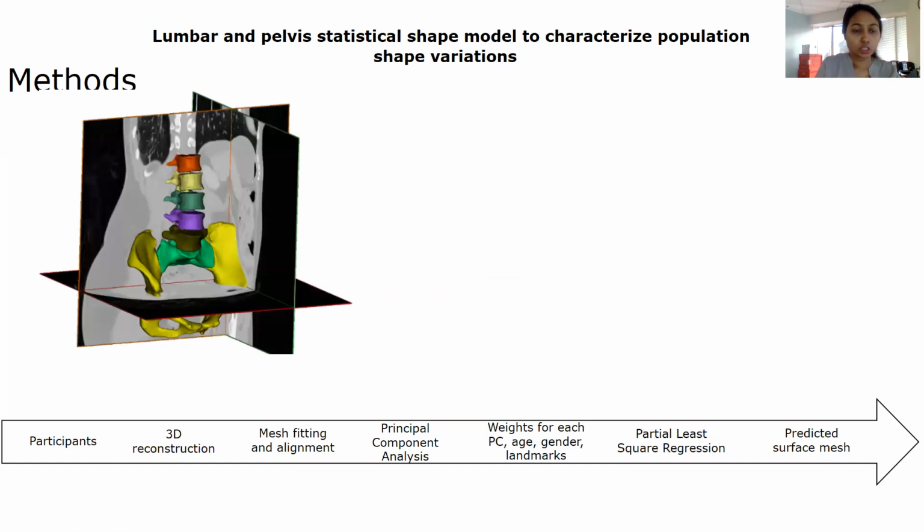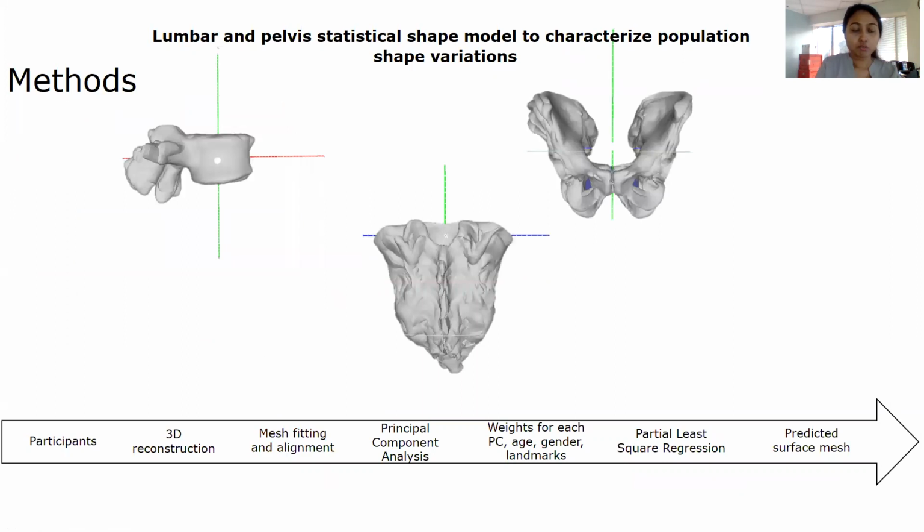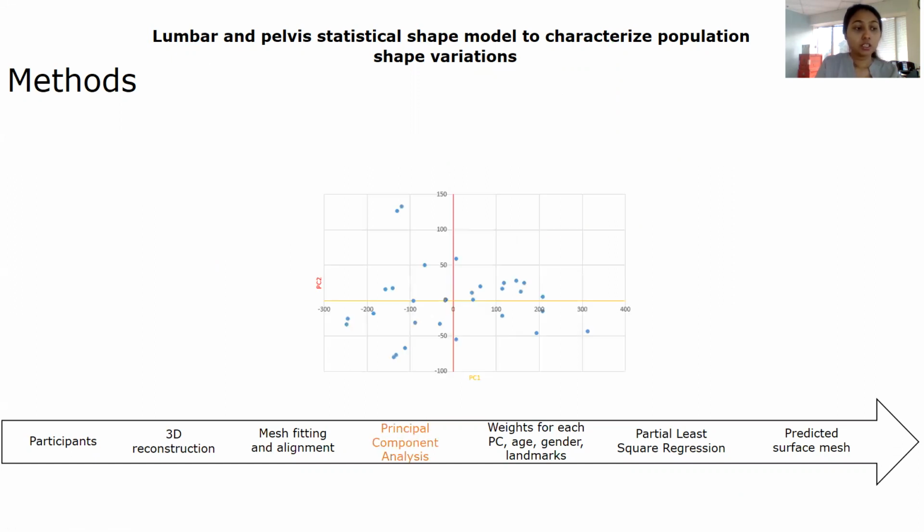For my methods, at first, 70 de-identified CT scans were collected, and then all of the bones were 3D reconstructed using Mimics. Then template meshes were built for each vertebral level, sacrum and pelvis, and fitted and aligned to the template bone surface for nodal correspondence. Then a principal component analysis was performed on each bone level.